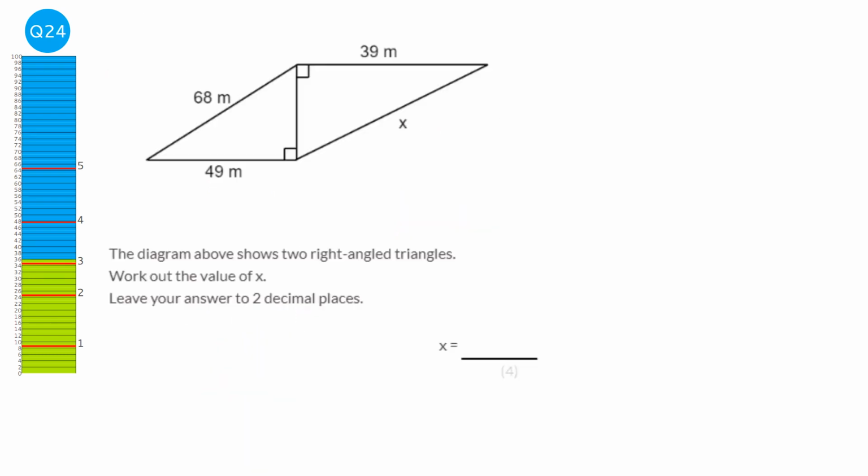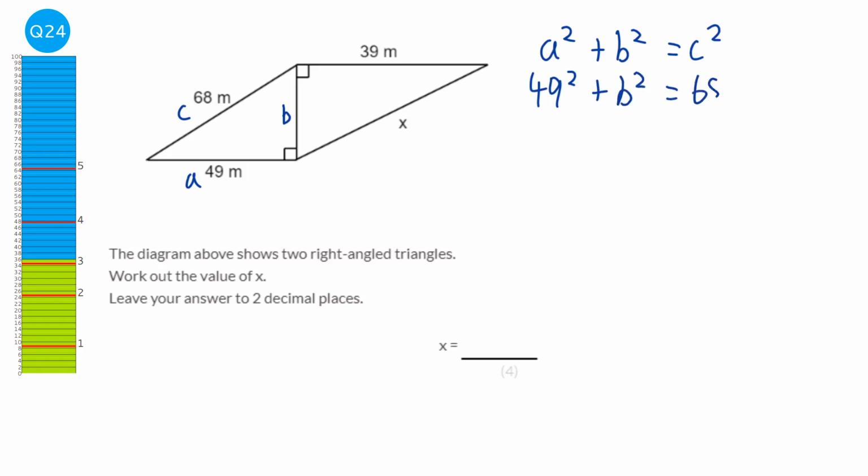We can't work out what x is straight away, but we can find this value here. And we know with Pythagoras we can find a third length if we've got the other two in a right angled triangle. So a squared plus b squared equals c squared. And a and b were labelled. C is always opposite the right angle. So it would be 49 squared plus b squared equals 68 squared. And 49 squared is 2,401.